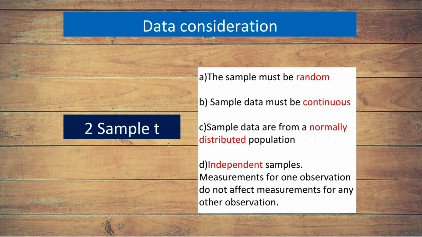Specifically, random sampling ensures the sample is representative of the overall population. Continuous data allows for more precise statistical comparisons. Normally distributed data meets the assumptions of the t-test. Independent samples means the measurements for one observation do not influence the measurements for any other observation. Violating these assumptions could lead to biased or invalid results from the two-sample t-test. It's crucial to carefully evaluate the data and ensure it meets these criteria before proceeding with the statistical analysis.